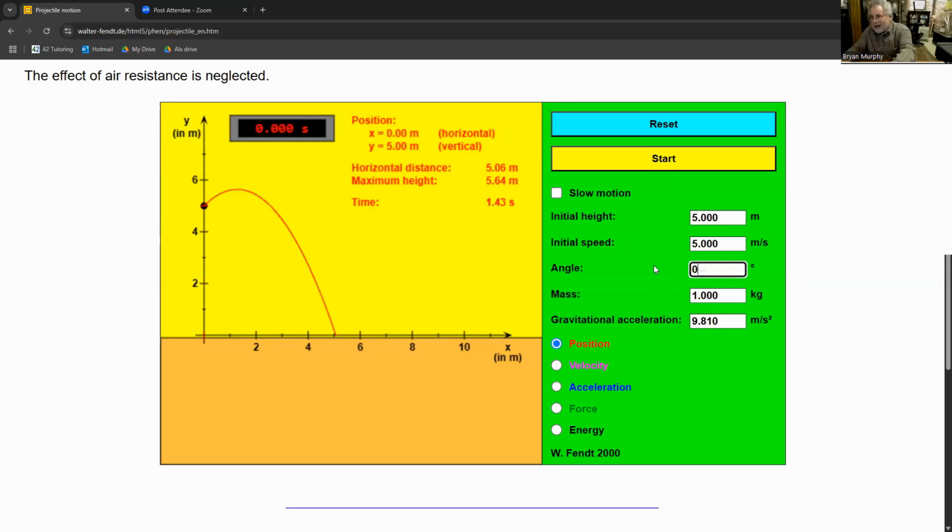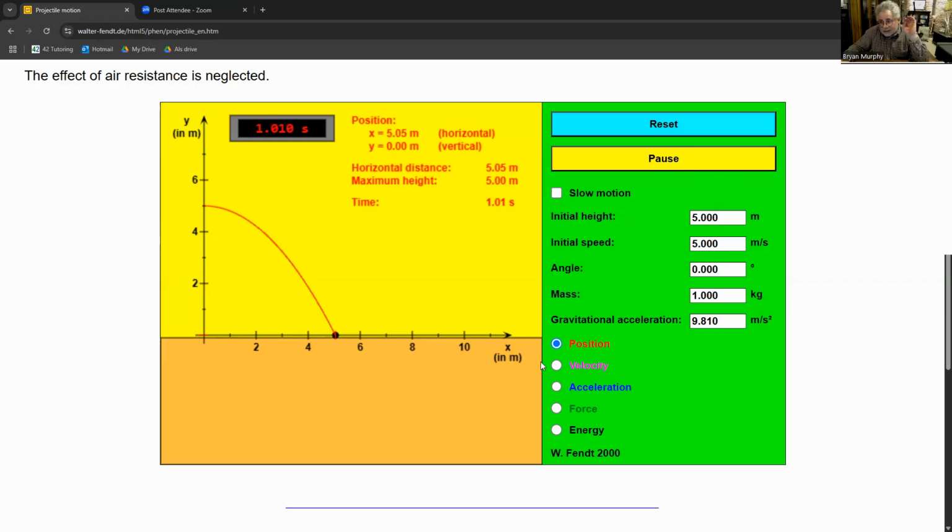I'm going to start with that, but change the angle. There we go. That's what it looks like. You can see the position, that is that red line. What the computer is doing is calculating the velocity, the horizontal distance and the vertical distance, and increasing that line.